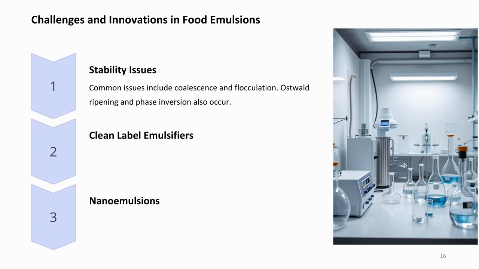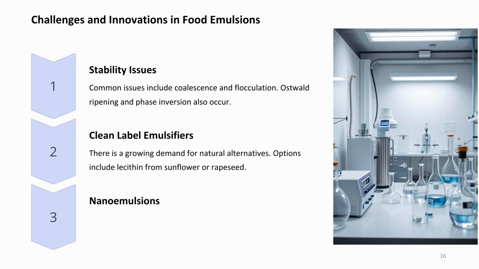Ostwald ripening is a phenomenon in solid or liquid solutions that describes the change in inhomogeneous structure over time. Small crystals dissolve and redeposit on large crystals. So this phenomenon is called Ostwald ripening, and that's also a challenge in emulsification techniques. There is a growing demand for natural alternatives, so options include lecithin from sunflower or rapeseed. Nanoemulsions are also rising in the industry nowadays. Nanoemulsion enhances bioavailability. They also improve texture and appearance.